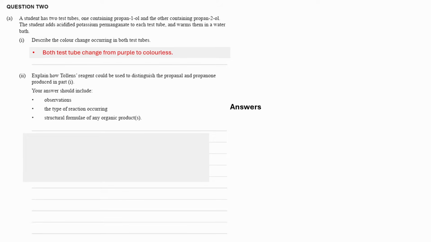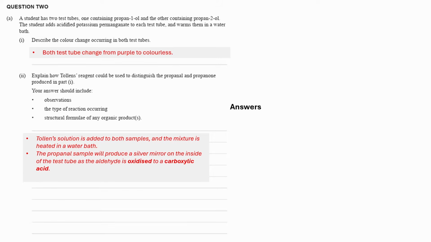So what do we observe with this? Well, both samples are heated in the water bath. It's going to produce a silver mirror in the test tube if it's an aldehyde, and it is oxidized to a carboxylic acid. And we have to give the structure of the products. Now, the easiest way to give the structure of the products is really just to draw a reaction for this. So I've drawn the aldehyde on the left. I've just written Tollens reagent above the arrow, and I've drawn the carboxylic acid on the right.